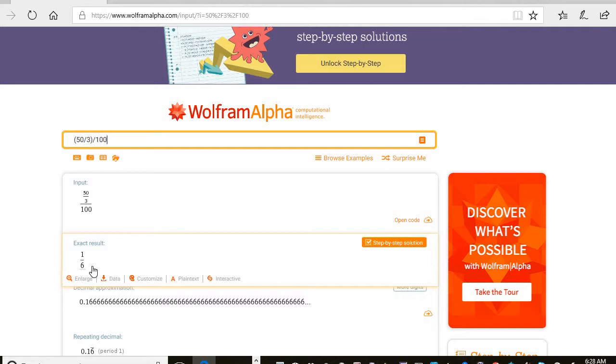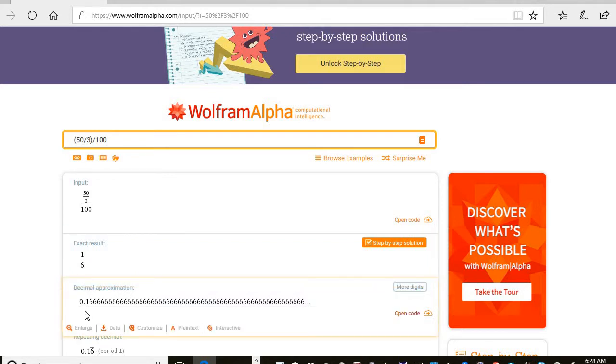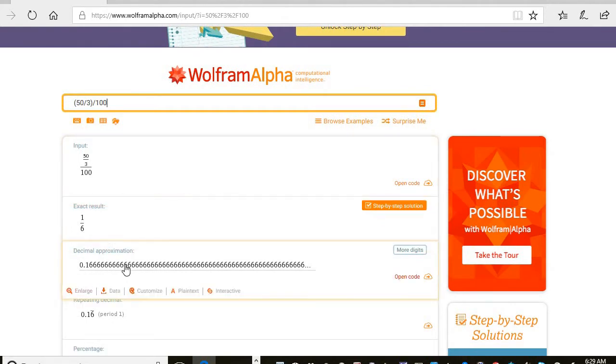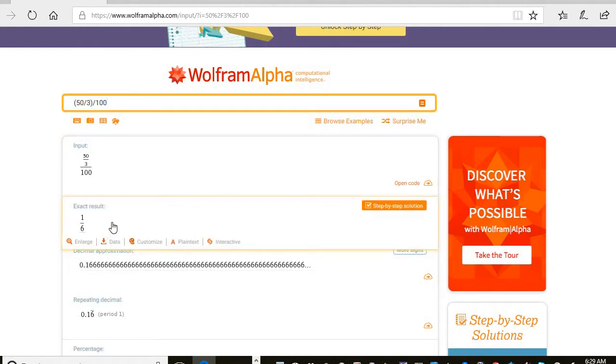So some people would argue, well, that's a bad thing if you're not able to do these things by hand. I'm still able to do them by hand. I just have to slow down and be careful. But I use my brain for other things with this technology. The other thing is I get 0.166666 here, which is the decimal representation of that fraction. So 16 2/3% is the same thing as 0.166666, and it's the same thing as 1/6. And all forms are given to you right here in Wolfram Alpha.